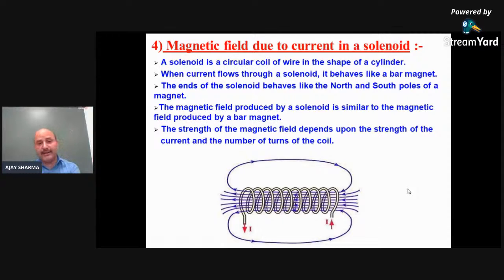And number two, that is the number of turns of the coil. This is another very important point. If we keep on increasing the number of turns, definitely the magnetic field becomes stronger and stronger. These are two very important points to be noted down. That is, the strength depends upon current, and it also depends upon the number of turns of the coil. Let us now move further.